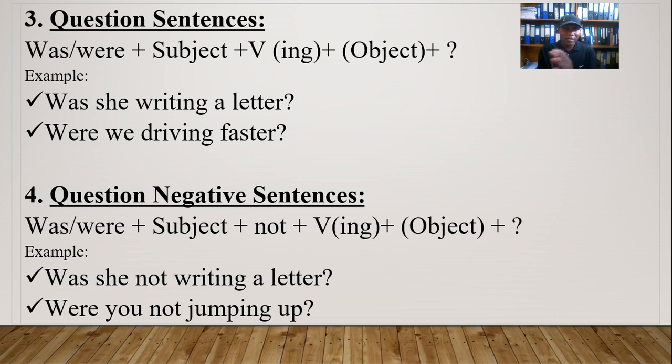For instance, as you can see, was she writing a letter? If we replace that she with a noun, you can say maybe, was Neema writing a letter? Was Juma writing a letter? Was Peter writing a letter? Was she writing a letter? If it is he, you can say, was he writing a letter? I think well understood.